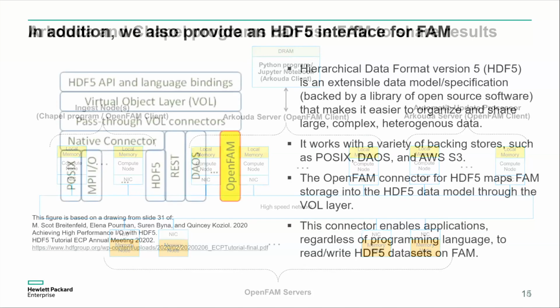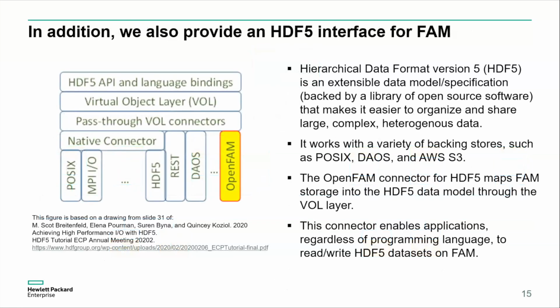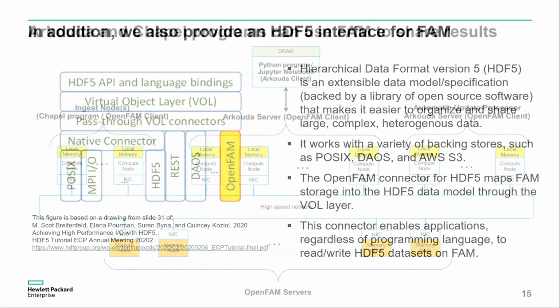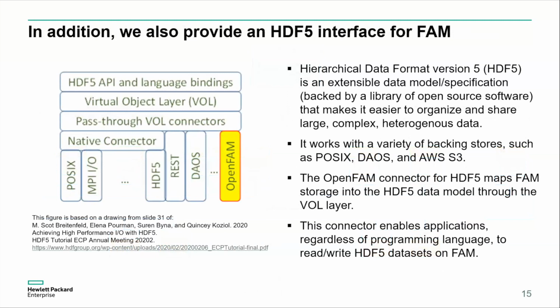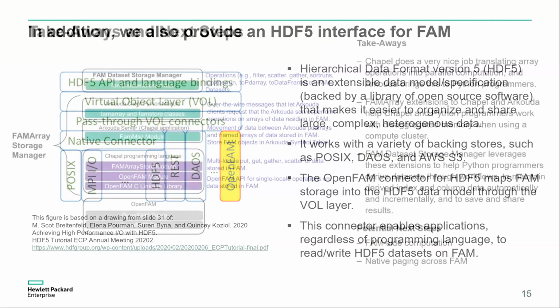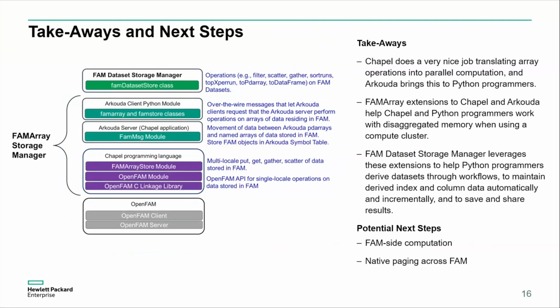Okay. So in addition to everything I described, the answer is we use the FAM array store, by the way. In addition to everything else that I described, we also provide an HDF5 interface, which is hierarchical data format 5, and it lets scientists store complex data in a single file. And we have basically added an OpenFAM connector.